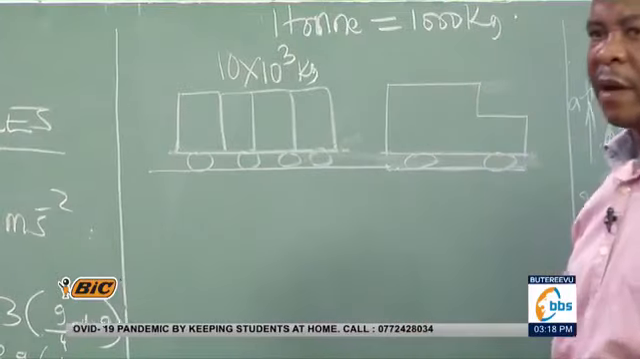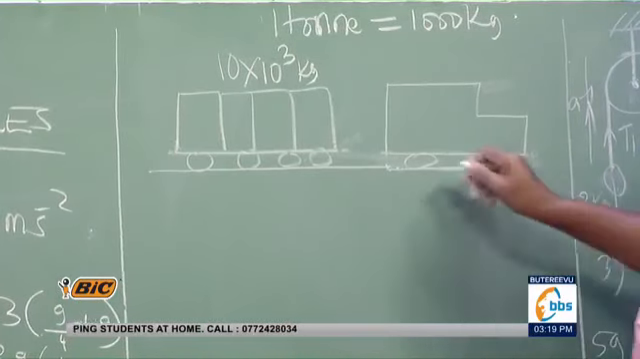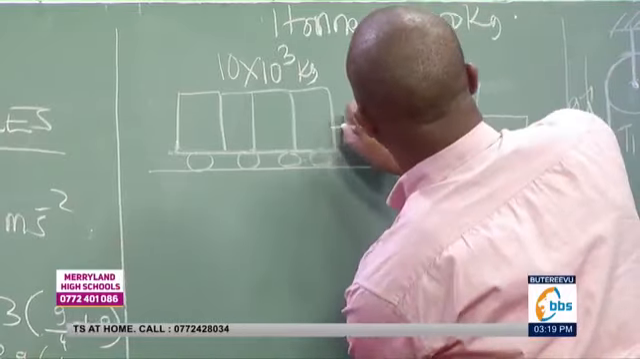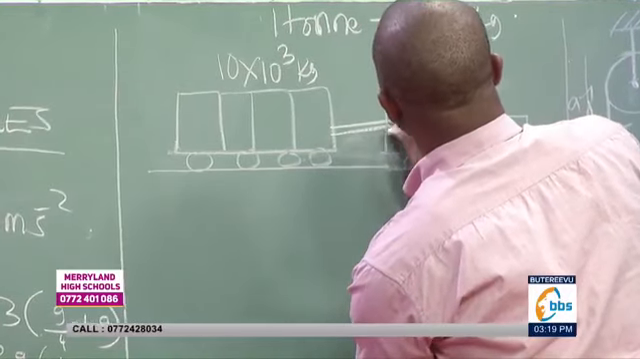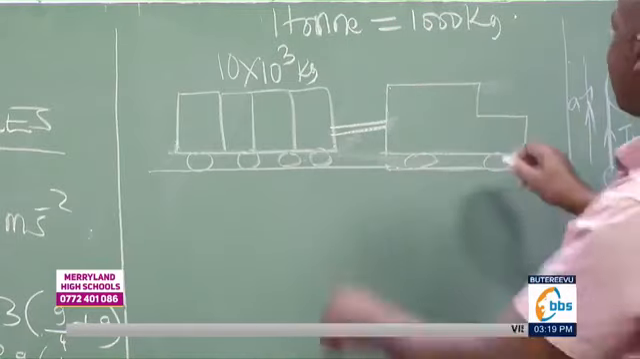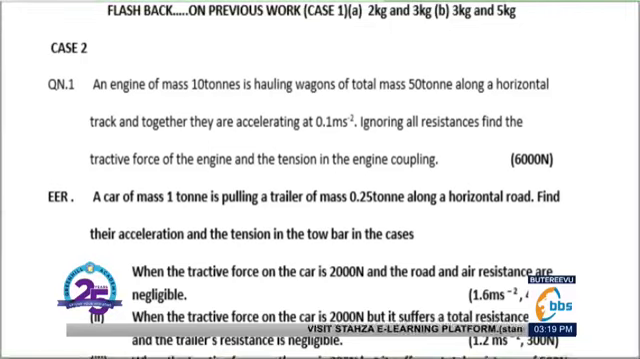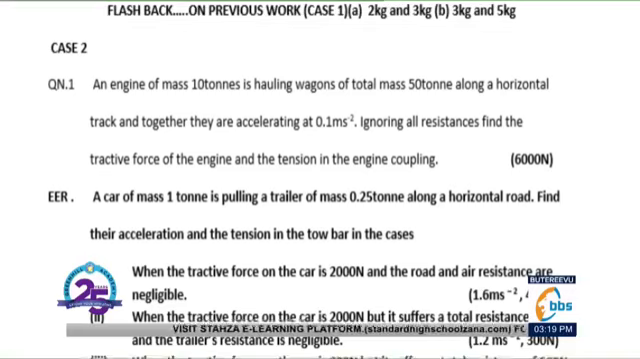And the truck, which is actually pulling this, normally there is a connecting chain or a very strong rope that connects these two bodies. They have told us that this one has 50 tons. That is 50 times 10 to the power 3 kilograms.